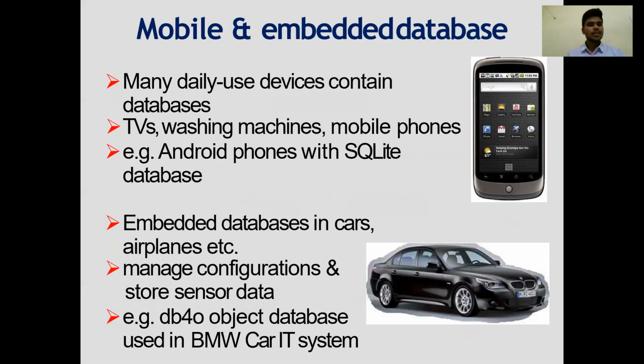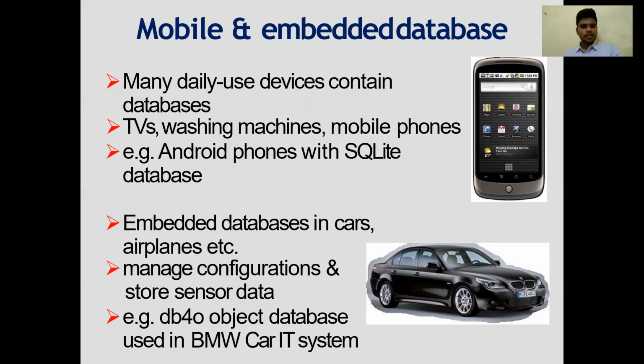The next one is the mobile and embedded database. Many daily-use devices contain databases: TVs, washing machines, mobile phones, etc. For example, Android phones with an SQLite database. Nowadays, everyone has a smartphone. With a smartphone, we are able to use Google and Amazon, which are big databases. With the help of the mobile, we are able to fulfill our queries, etc.